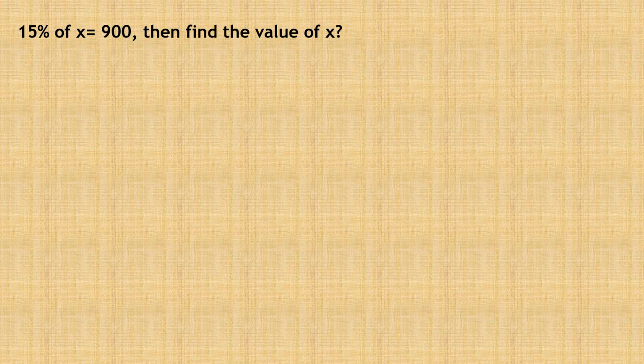These are the basic questions you should do while studying the question. 15% of x, 15 by 100 into x equals 900. We need to find the value of x. 15 6s are 90. That means x equals 60 into 100. X equals 6000.